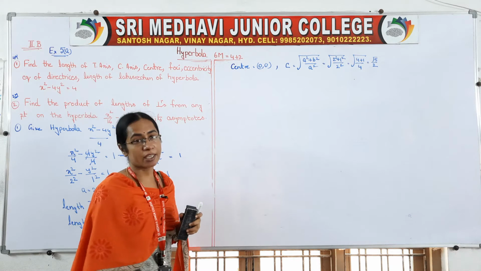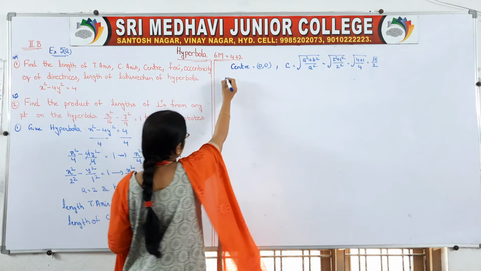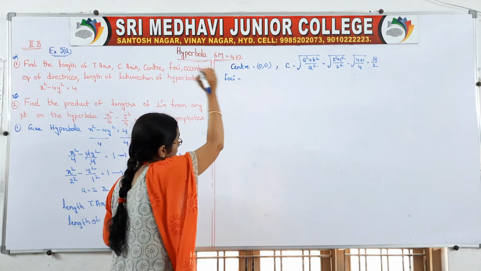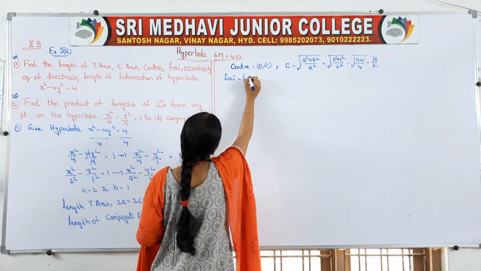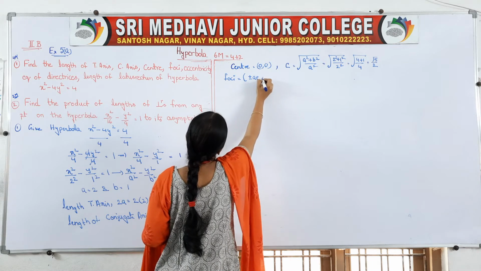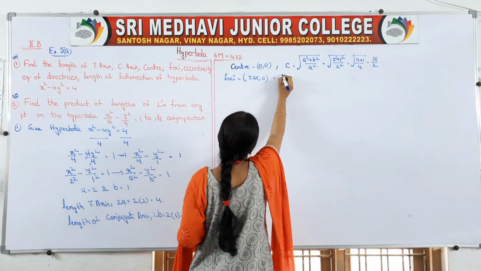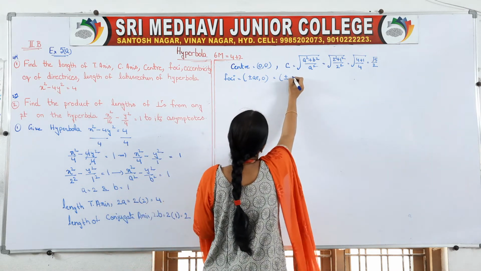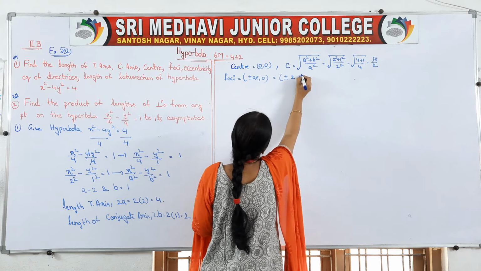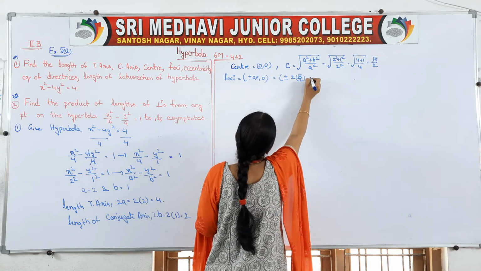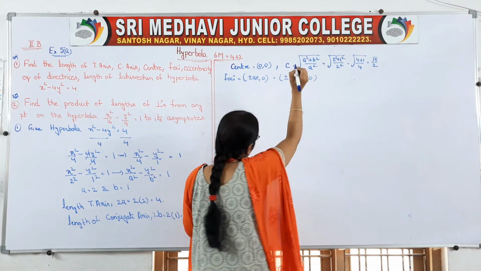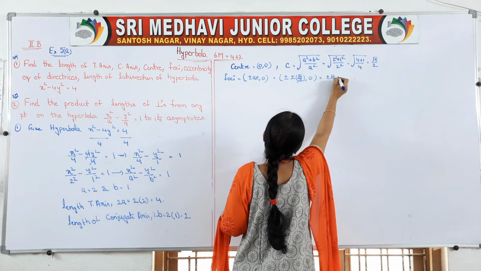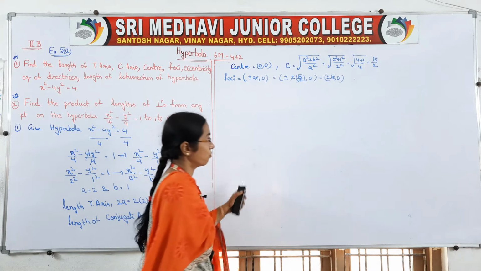You got your E value. Now you can write your foci and directrix. What is your foci for the first standard curve? It is plus or minus AE, 0. So, it is equal to plus or minus A. What is the A value? 2. Right. E is root 5 by 2. Okay, 2 cancels, so it is equal to plus or minus root 5, 0 is the foci.